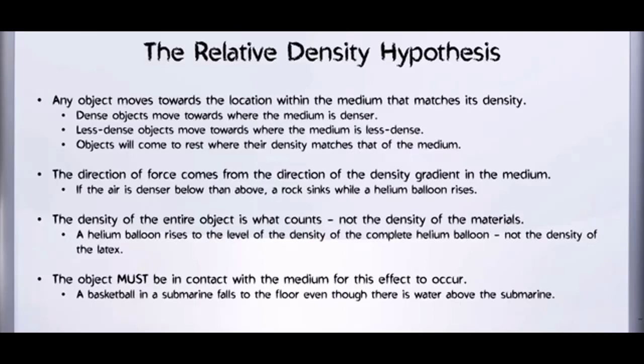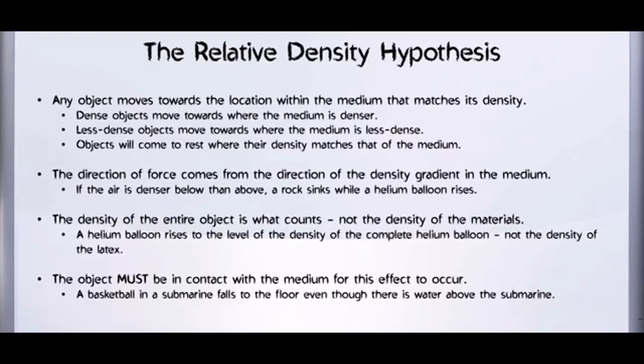If that, I'm not sure if that's possible, but let's just say we did. I still think less dense would rise and more dense would go down, because relative density is the difference between the object's density and the medium's density. To me, that's how we've got the gradient to begin with.